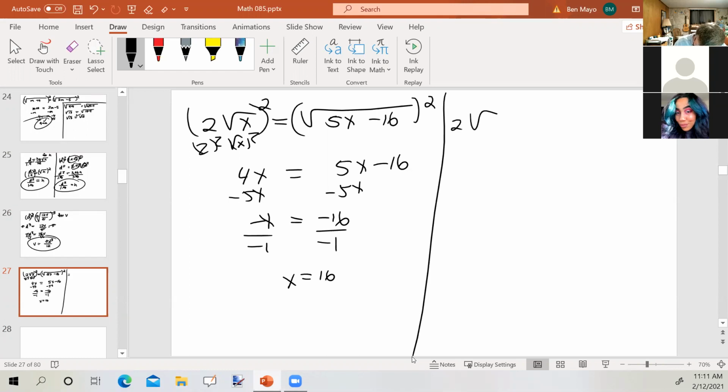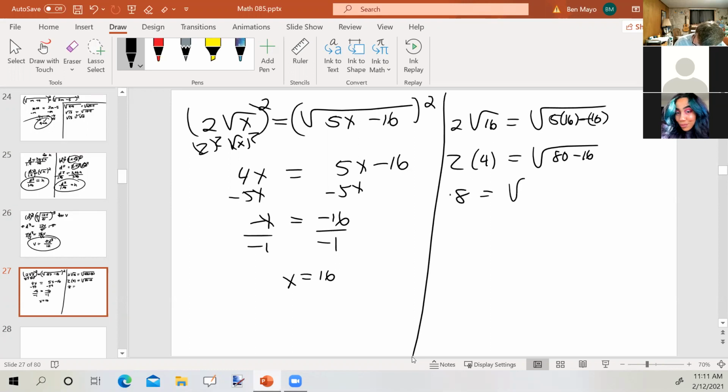Let's see. 2 times the square root of 16 equals the square root of 5 times 16 minus 16, which is 2 times 4 equals the square root of 80 minus 16. 8 equals the square root of 64. 8 equals 8, so it checks.